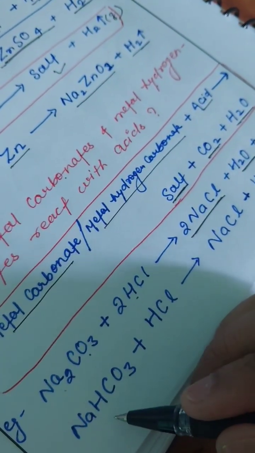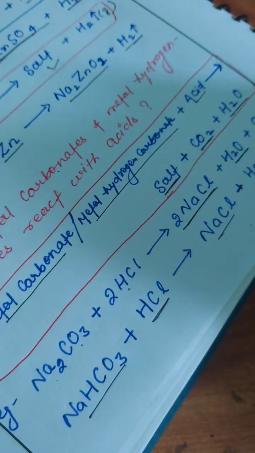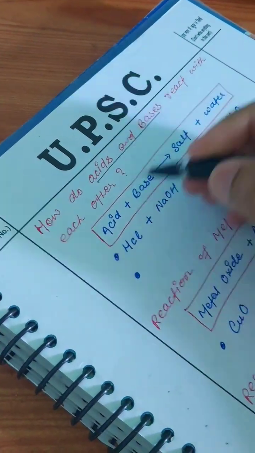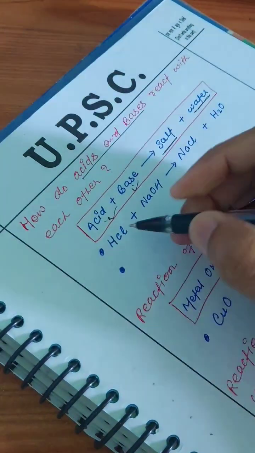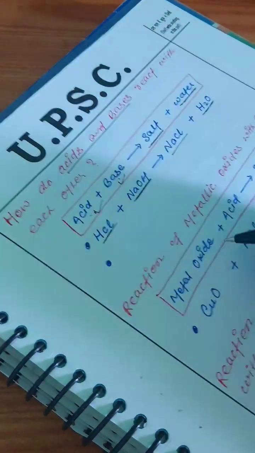Similarly, when we react metal hydrogen carbonate, that is sodium bicarbonate, with HCl, it gives salt plus water plus CO2. Now comes how acid and base react and what the products are. When acid and base react, we get salt plus water. Like when HCl reacts with sodium hydroxide, we get salt plus water, that is NaCl plus H2O.